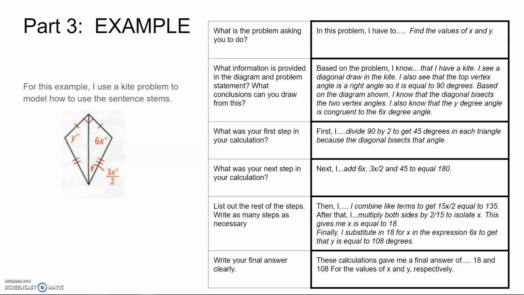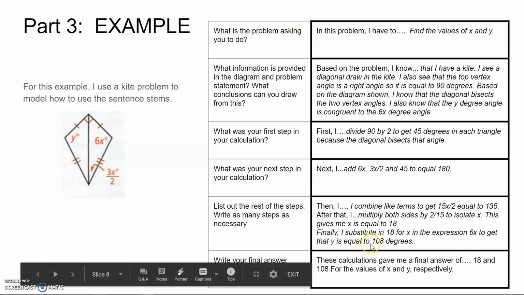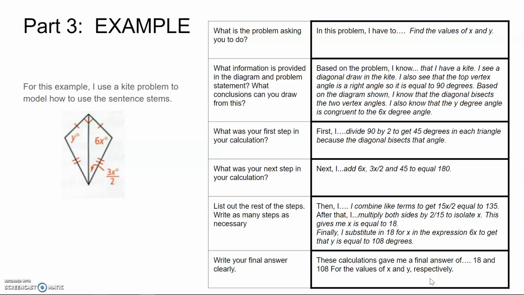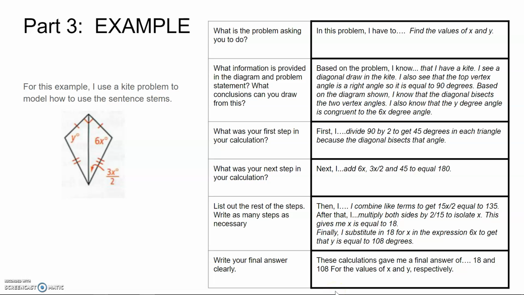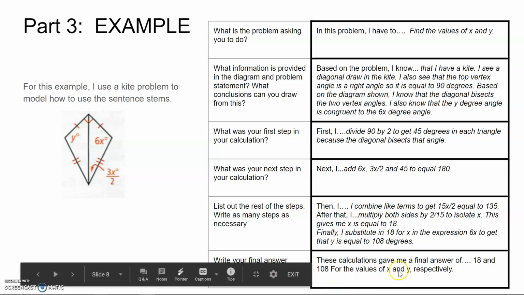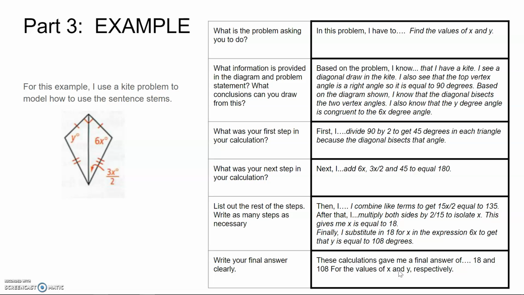And then finally, I substitute in 18 for x in the expression 6x to get that y is equal to 108 degrees. And then my last sentence, these calculations gave me a final answer of 18 and 108 for the values of x and y respectively. So you notice that the beginning and end of my paragraph, I am stating the problem and then clearly stating the answer to that problem. That way the reader is remembering what we're talking about, just like you'd have a topic and a conclusion sentence.